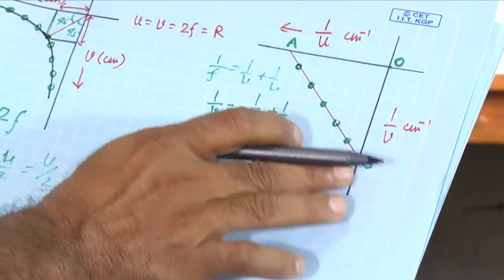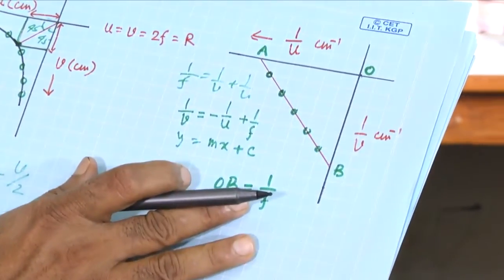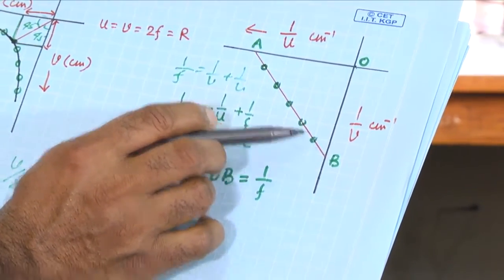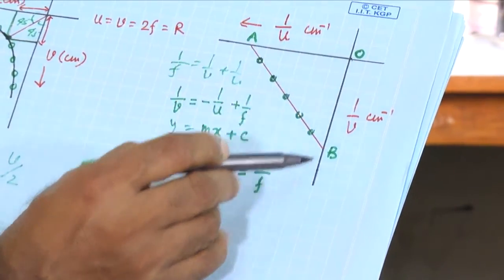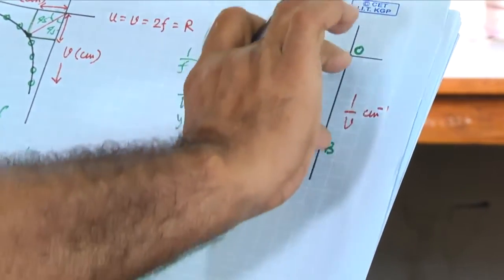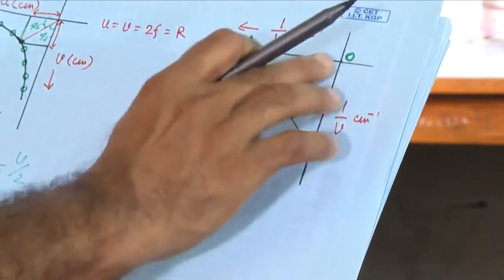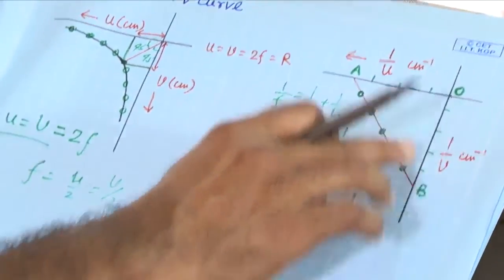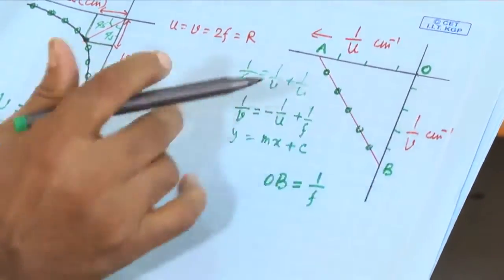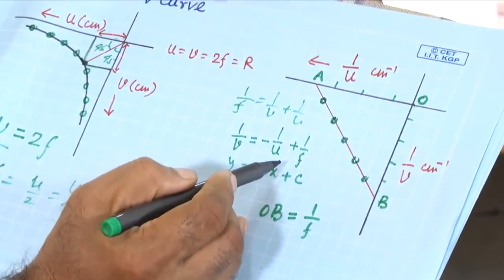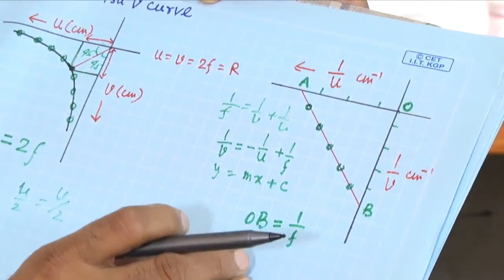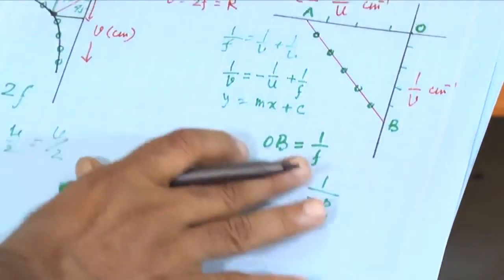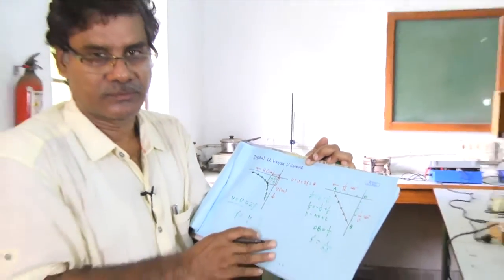So plotting this 1 by u versus 1 by v curve, you can find out the intersection of this line on the y axis. Then you can find the length of this OB from the graph, because there are scales for drawing the graph. So c is nothing but 1 by f. So OB equals 1 by f, and f equals 1 by OB. This way we can find out the focal length of the concave mirror.